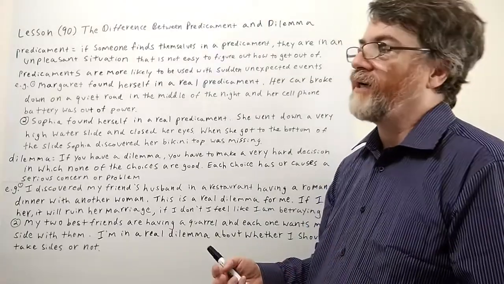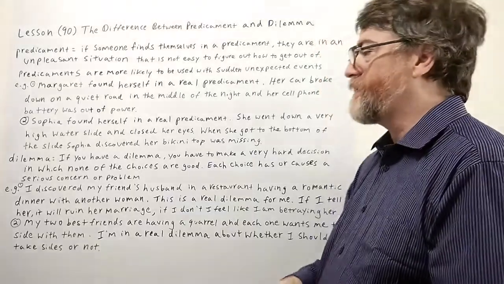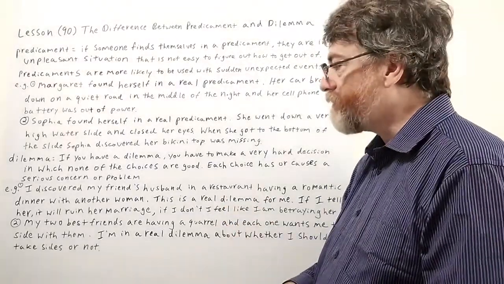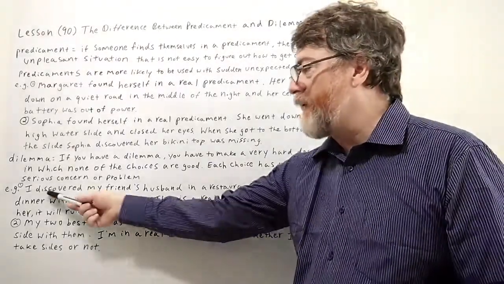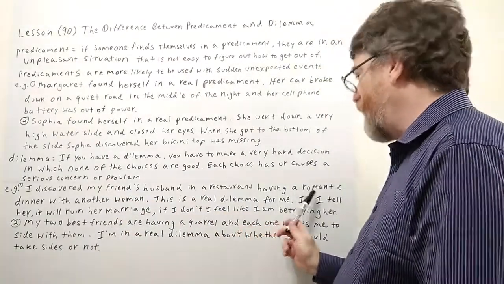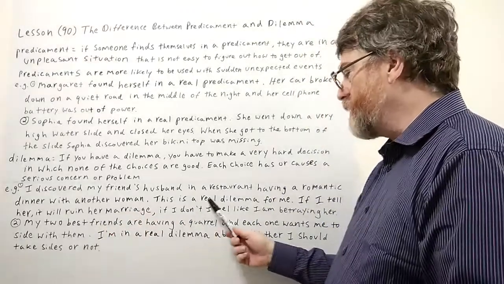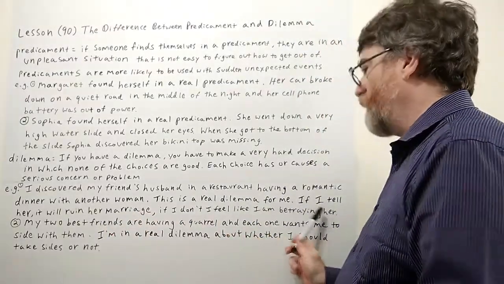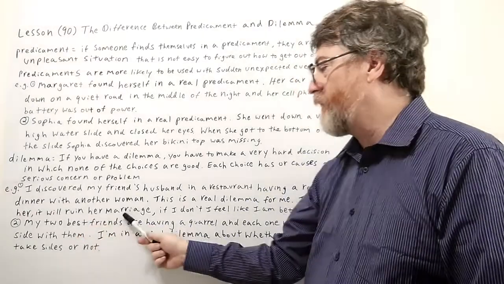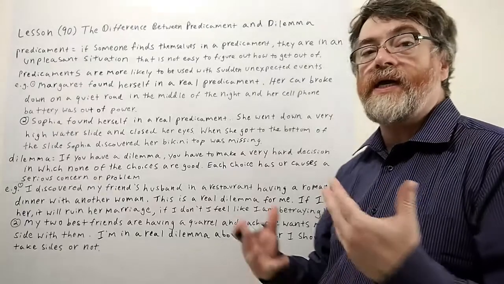You have to think, if I do this, this is going to happen. If I do that, that's going to happen. So that's more like a dilemma. So here's the first example. I discovered my friend's husband in a restaurant having a romantic dinner with another woman. This is a real dilemma for me. If I tell her, it will ruin her marriage. If I don't tell her, I feel like I'm betraying her.